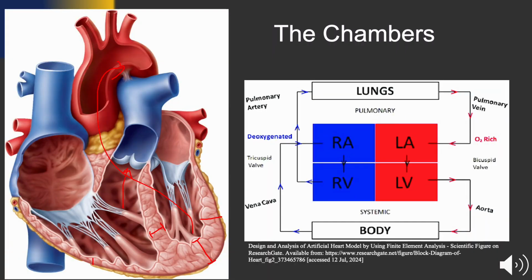Let's take a look at the inside of the heart. We have 4 chambers and 4 valves. The top 2 chambers are the atria, and the bottom are the ventricles. These atria collect blood from outside the heart and pump it to the ventricles. The ventricles are responsible for moving blood out of the heart.